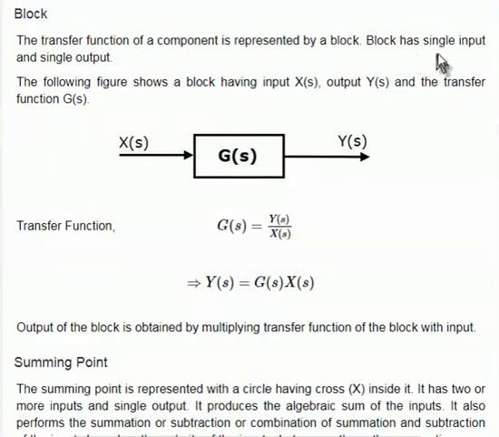A block has a single input and a single output. This is the input to the block and this is the output from the block. It is very important: the block always has a single input and a single output. The transfer function of a component is represented by the block. So G of S is representing the transfer function, and the block has a single input and a single output.